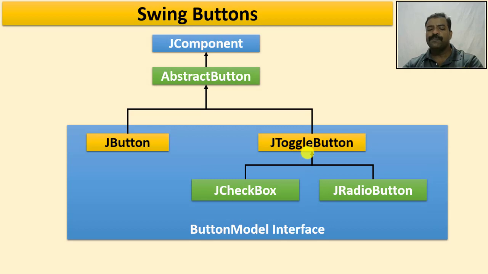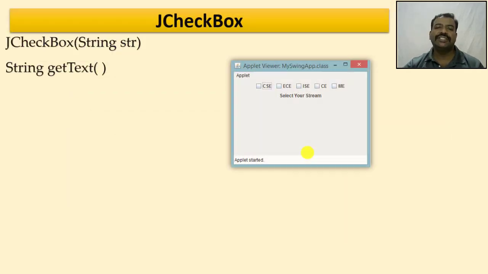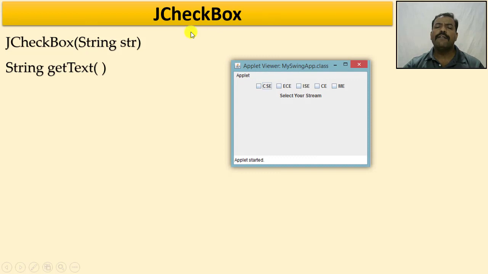Now with this, let's check out the J checkbox. When I want to make use of a checkbox, which is a variation of a toggle button, something like I want to display the output like this, I need to have these 5 checkboxes, and upon selecting any of these checkboxes, I should keep on changing the message. Something like Select your stream is the default message, and as and when I click on these checkboxes, I should be able to display what exact message I am going to print over here.